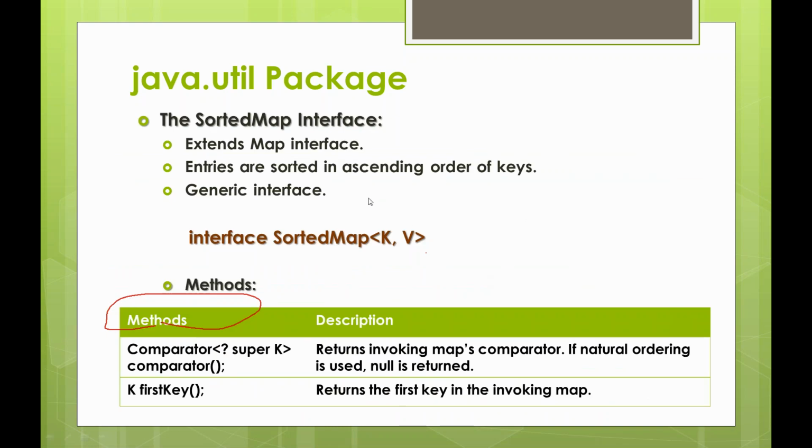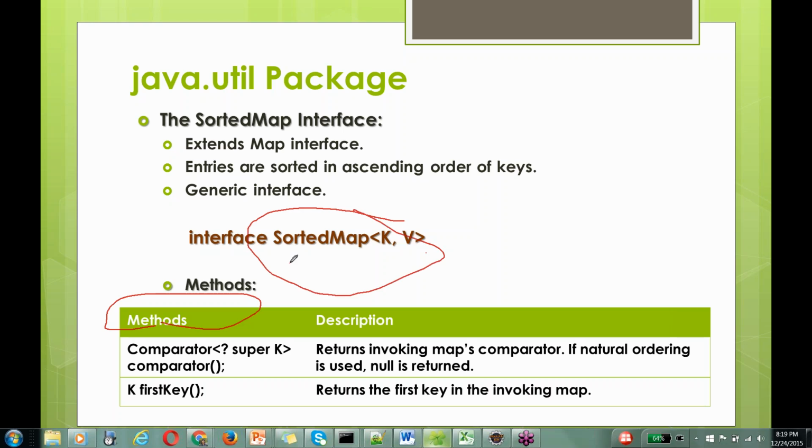Next we move on to sorted map that extends map. Entries are sorted in ascending order of keys. Keys are ordered in ascending order, and that is how the sorting is done with respect to your sorted map. This is also a generic interface, as most of the classes in your util package are in the collection framework plus your maps. Methods associated with this is comparator. This returns a comparator associated with a particular map. These are all methods related to your sorted map.